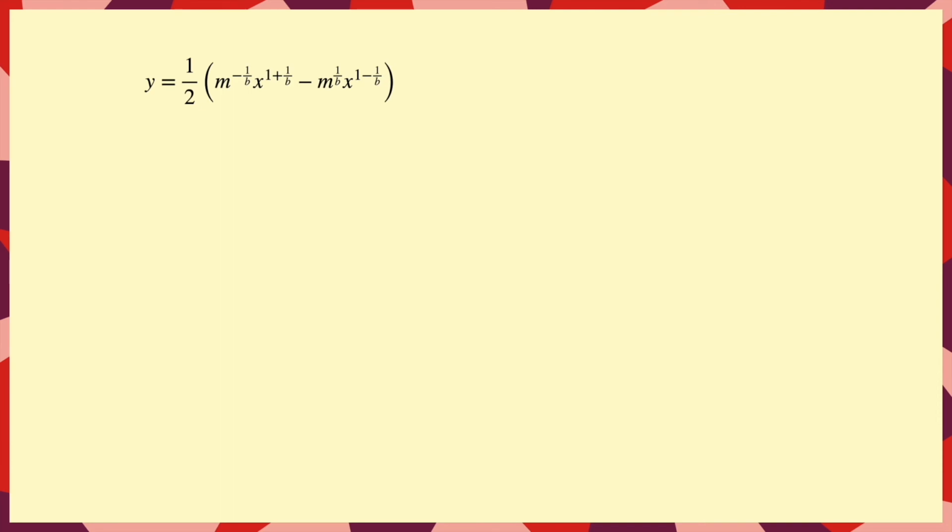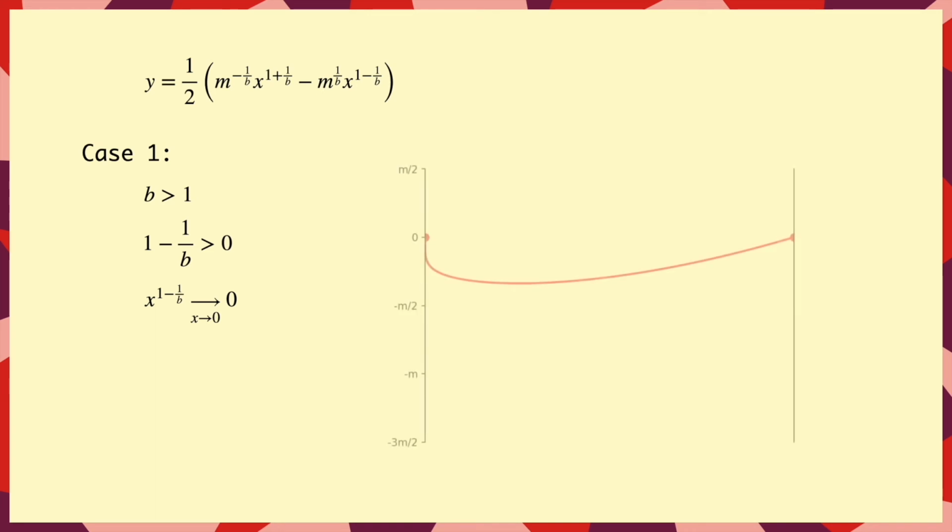However, in the second term, the power of x is 1 minus 1 over b. So the behaviour of this term splits into a few different cases. Firstly, if b is greater than 1, so the boat can move faster than the river flows, this power is greater than 0. So y will approach 0 as x tends to 0. So we successfully make it to our destination, and the path looks like this.